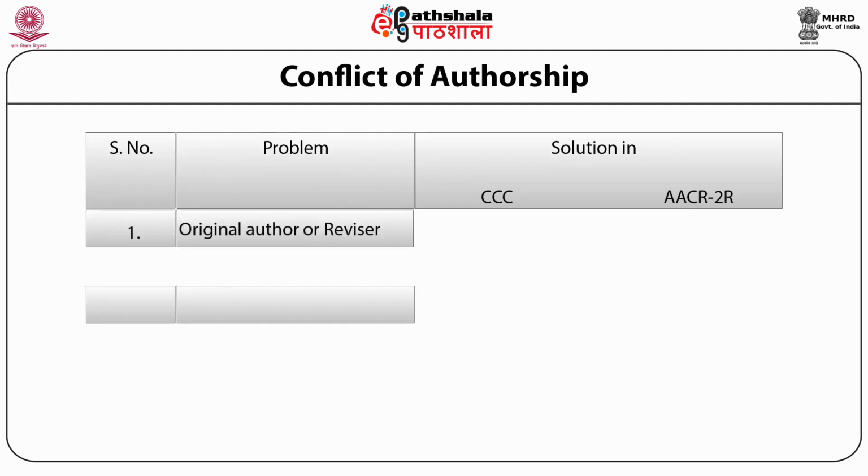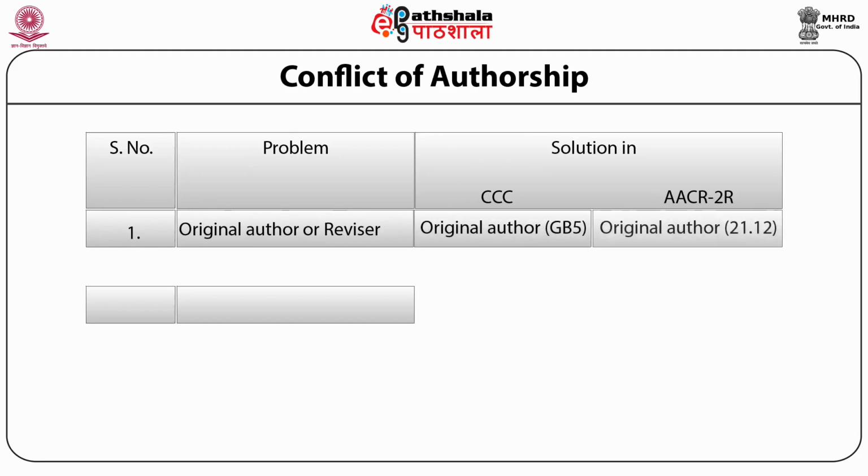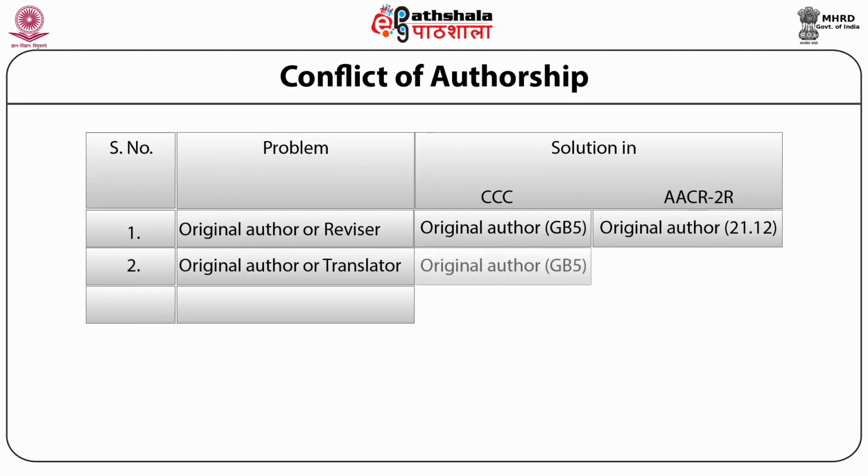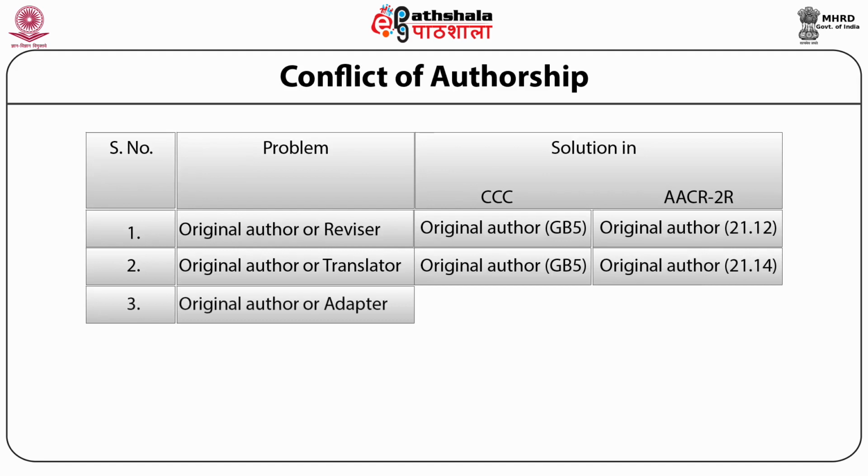First, original author or reviser. Solution in CCC, original author as per rule number GB 5. Original author as per AACR rule number 21.12. Original author or translator. Original author as per rule number GB 5. Original author as per AACR rule number 21.14. Original author or adapter. Original author as per rule GB 5. Adapter as per rule number 21.10 of AACR.